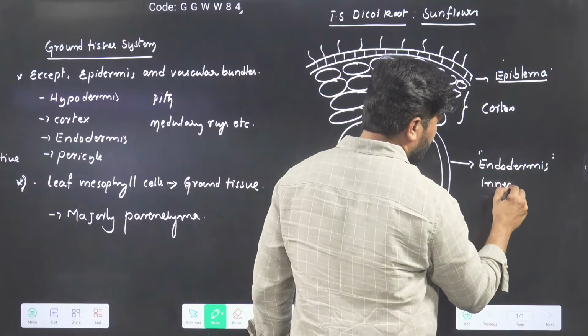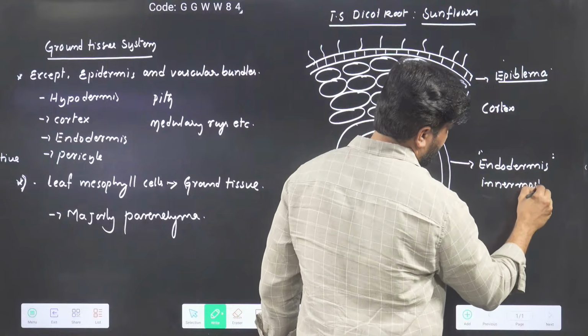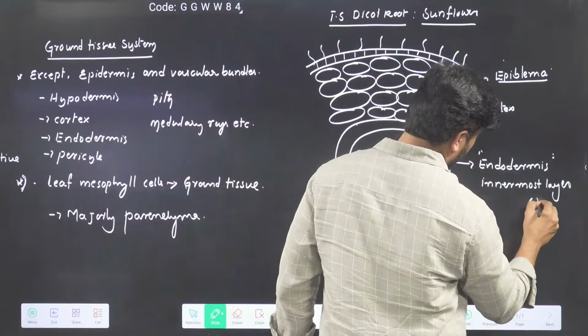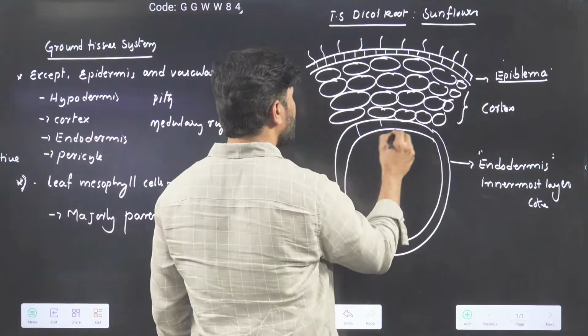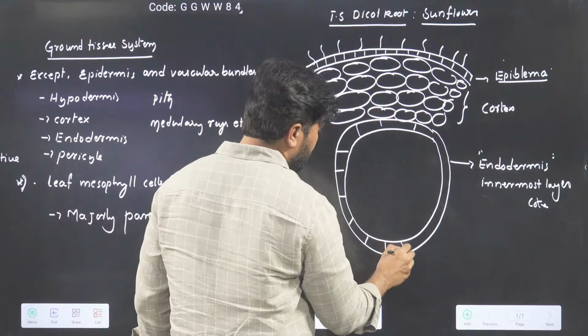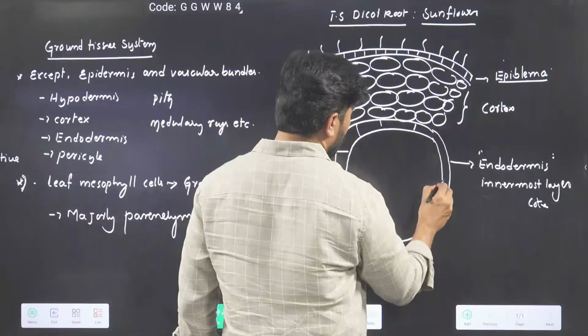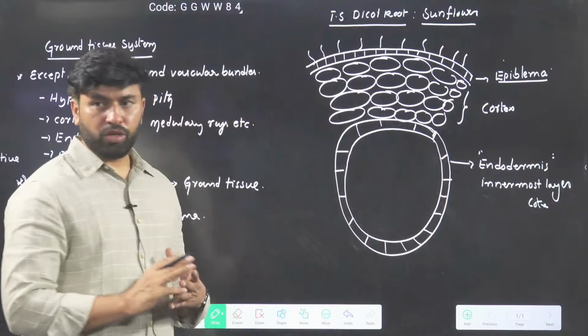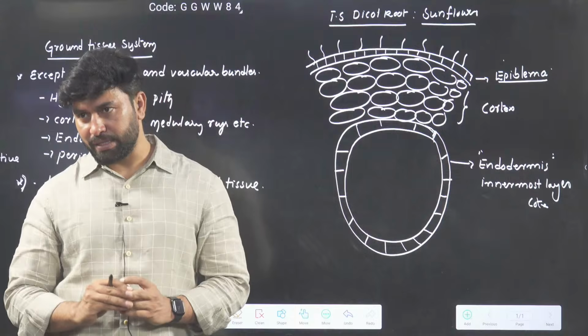The innermost layer of cortex. Layer of what? Cortex. This innermost layer of the cortex, known as endodermis, is also made up of parenchymatous cells, but the parenchymatous cells are barrel shaped. They are arranged without any intercellular spaces.